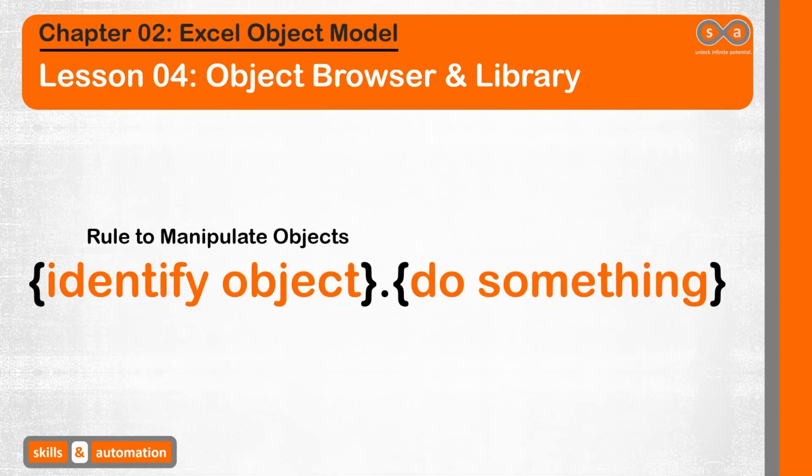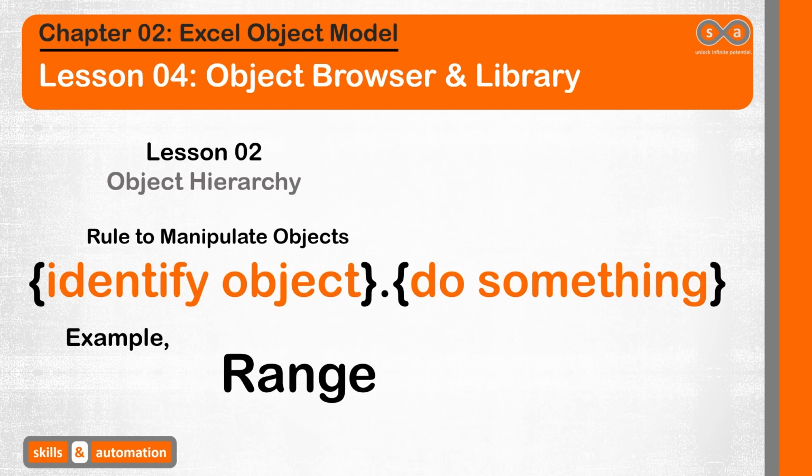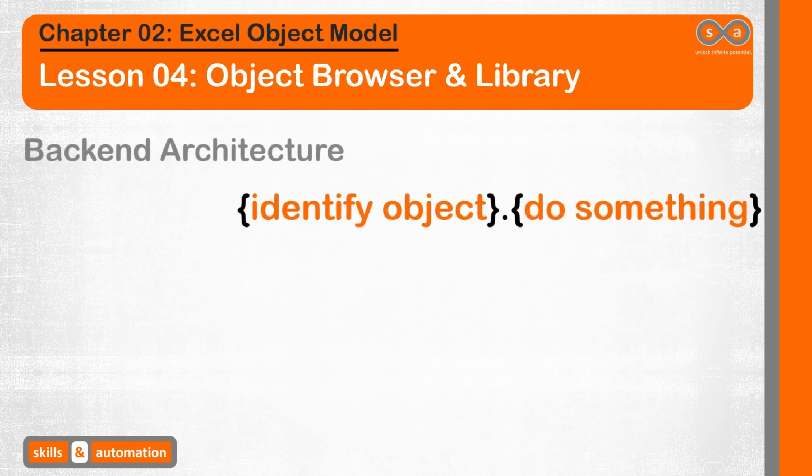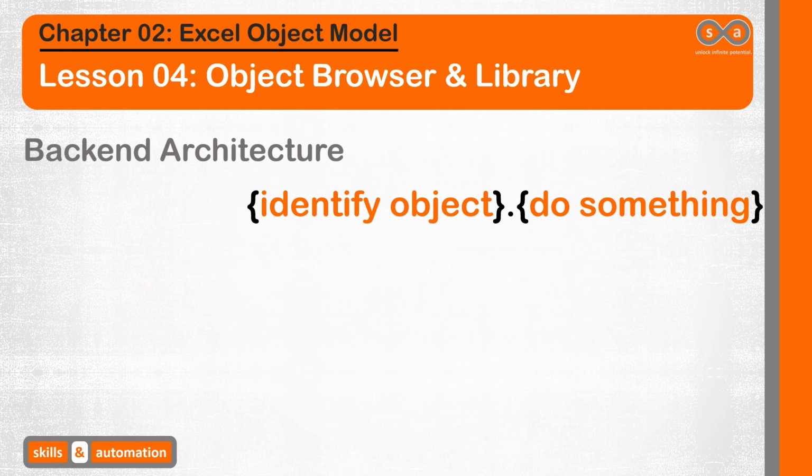In this course so far, we have looked at how to use different objects, such as the range object, and we have done something with those objects, such as use the copy method of the range object to copy the value from a cell. Now in this video, let's understand the architecture behind the object hierarchical setup. How are we actually able to gain access to objects? The answer is via the object library.